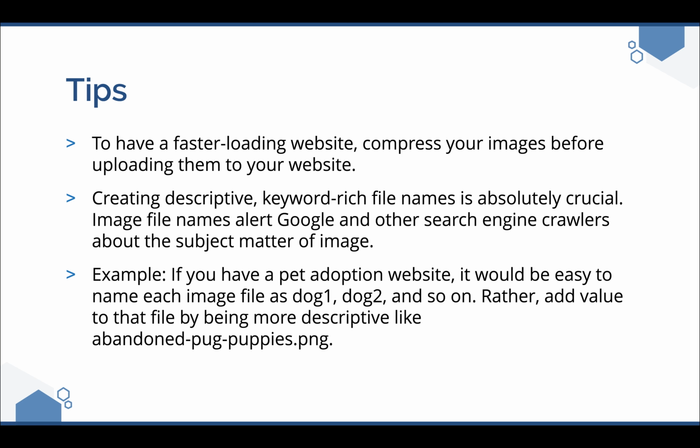And then when it comes to file names, creating descriptive, keyword-rich file names is absolutely crucial. Image file names alert Google and other search engine crawlers as to the subject matter of your image. For example, if you're running a pet adoption website and you want to put up images of your abandoned pets, you could easily just name your files dog1 and dog2, but that's very vague and Google may not be able to crawl that as efficiently as you would like it to. So what you could do is rather put up a descriptive file name such as abandonedpugpuppies.png.